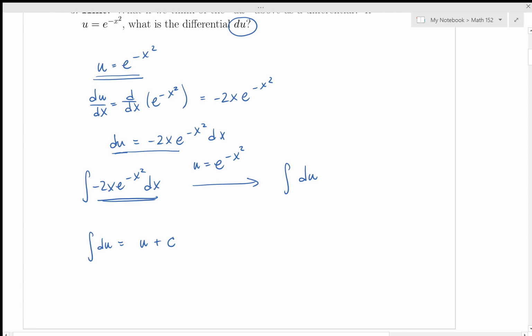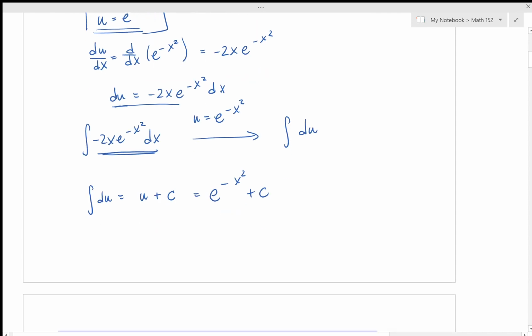So then I know what u is because I made the substitution. u is e to the minus x squared, so I can simply write this as e to the minus x squared plus c. And I have found the solution to the original integral. That was the integral of minus 2x e to the minus x squared dx is equal to e to the minus x squared plus c. Take the derivative and see if that's true. So I'm going to emphasize that again. Anytime you find an integral, you can always take the derivative and check whether you've done it right.